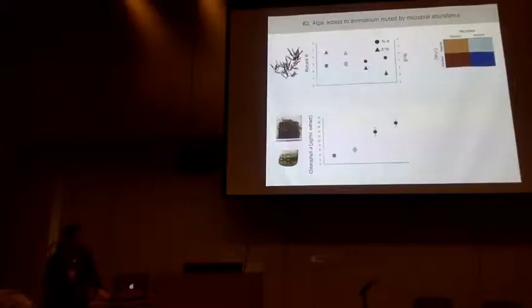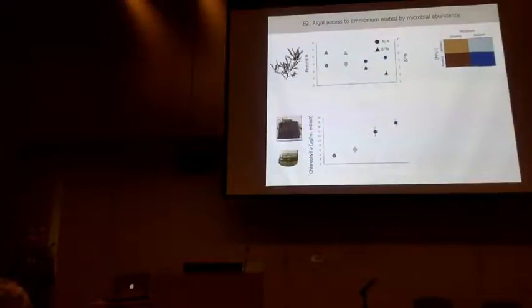So chlorophyll a concentration extracted from the microalgae in these tubs was elevated under high ammonium conditions, but at both levels of ammonium, so the 2 points on the left and the 2 points on the right, I see a muting of this response by the elevated microbes. So those brown points are lower than the blue points, showing that the presence of these higher microbes hinders the amount of productivity we can measure from the algae.